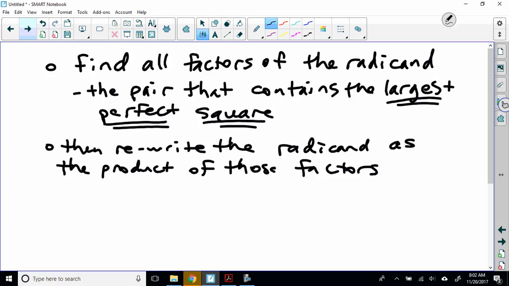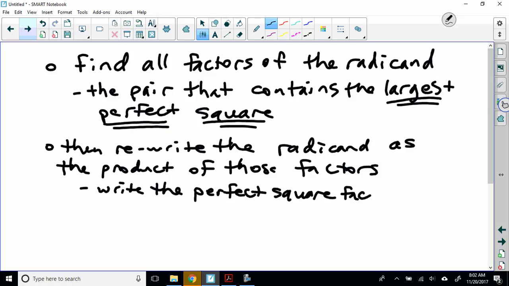And when we do this, I need to make some clarification here. The commutative property of multiplication says you can multiply numbers in any order, right? What we're going to do is write the perfect square factor first. Okay, there's a reason we do that. But we're going to put the perfect square factor first. So we're going to come back to this.